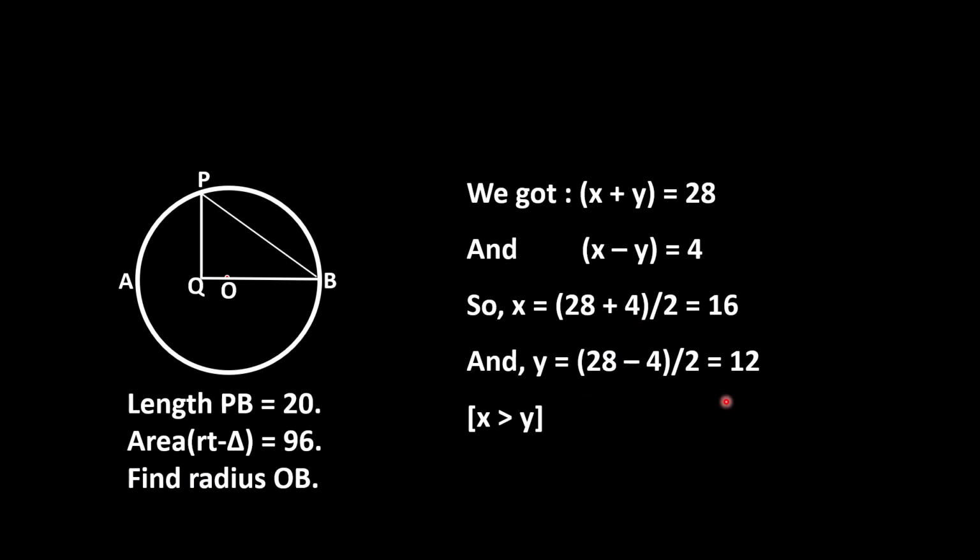This is the reason why we said x is greater than y, because the values were for x plus y and xy. So the values can be interchanged. The values were for x plus y and x into y. So actually these values are interchangeable, but x is greater than y. That is why the bigger value should be x and the smaller value should be y. That's why it was important to know that x is greater than y. So x is 16 and y is 12.